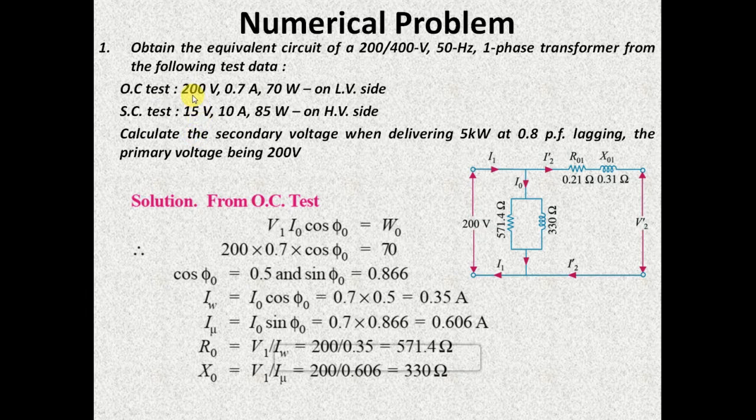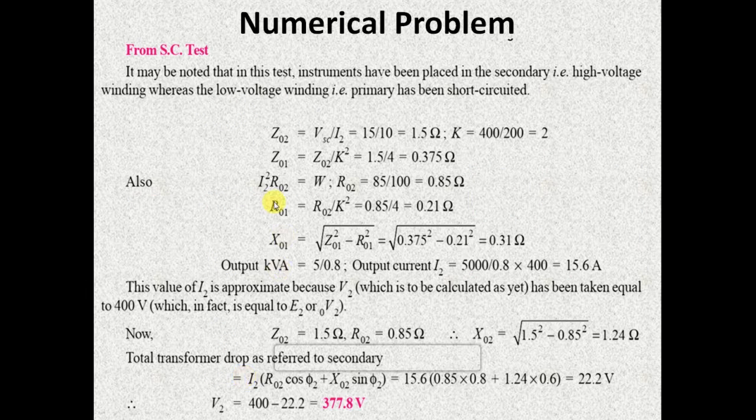From the data given, it's very clear that the OC test is being conducted at the low voltage side at rated voltage, and this SC test is being conducted at the high voltage side, and this will be the rated current. We can easily determine the values of R0, X0 and R01 and X01 from the data which is given in the question, that is OC and SC test data.